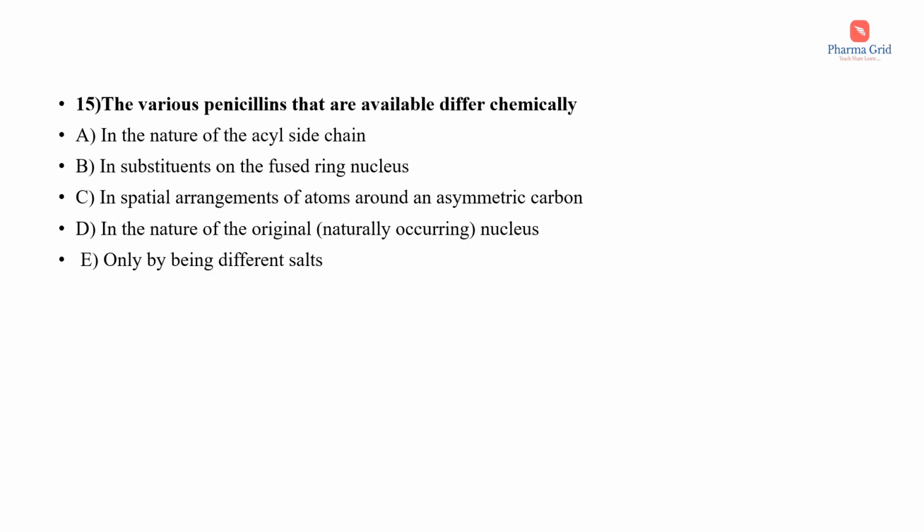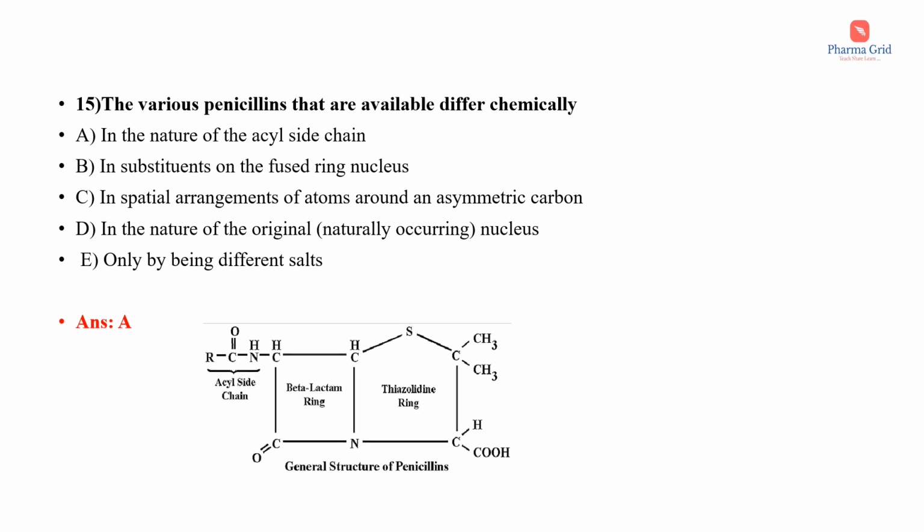Question number 15. The various penicillins that are available differ chemically. The options are in the nature of the acyl side chain, in substituents on the fused ring nucleus, in spatial arrangements of atoms around an asymmetric carbon, in the nature of the original or naturally occurring nucleus, only by being different salts. Here the correct answer is option A, that is penicillins differ in the nature of the acyl side chains. So here you can see the general structure of penicillins.